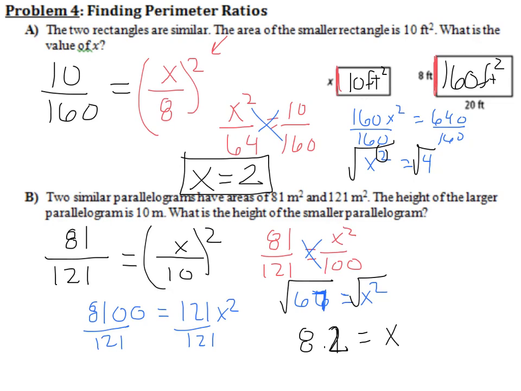You should have gotten 8.2 is equal to x, actually meters. So first thing you have to realize is that the 10 should be in the bottom, because it's saying the larger parallelogram has 10 meters. So that has to be matched up with your larger area. And then you have to square both the top and the bottom, cross multiply and solve, and you get 8.2.